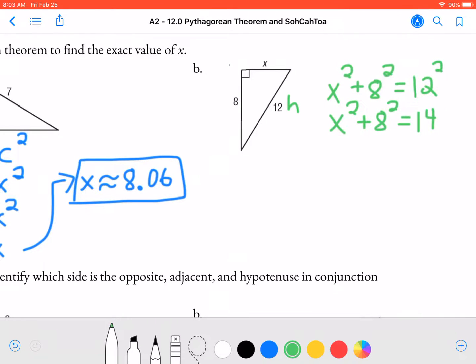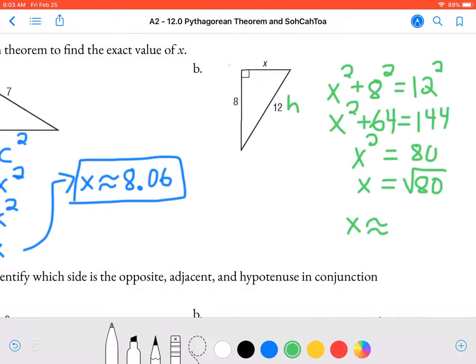Well, I said I was going to simplify and then I didn't. So let me erase this. That would be 64. So subtract 64 from both sides, and you get 80. And then the square root of 80. If we're going to get an approximation, that is about 8.94. Okay, so that's a quick review of the Pythagorean theorem.